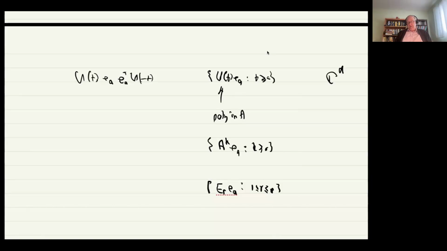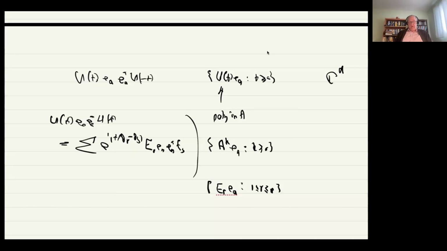Now, this is related to the fact that if I'm doing my computations, well, I have U(t) E_A, U(-t) equals the sum of e^{itθ_r} E_r, and so on. Now, I'm writing this as a sum over all r and s, but I don't really care about the terms where this is 0.